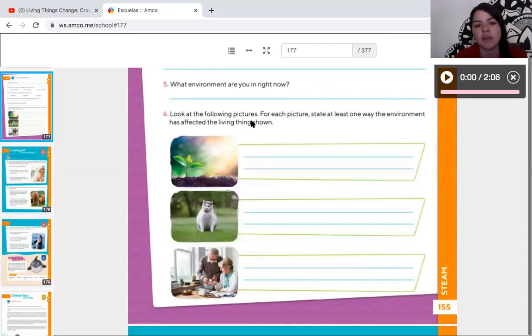Look at the following pictures. For each picture, state at least one way the environment has affected the living thing shown. Okay, how do you think the sunlight affects this plant? Is it harmful or is it helpful? What characteristic of the environment of this cat made this cat a little bit fat? And then you will see this picture and answer it too.